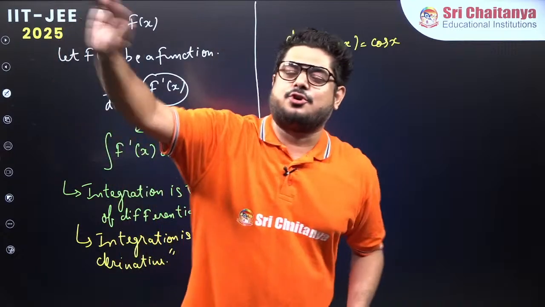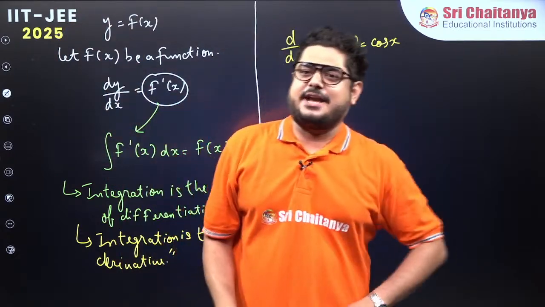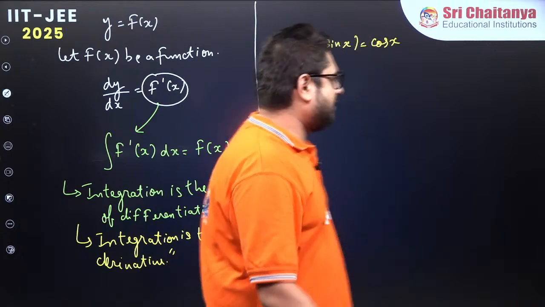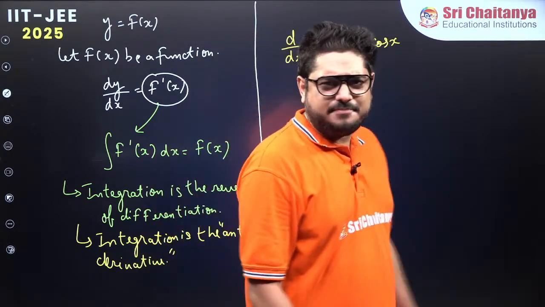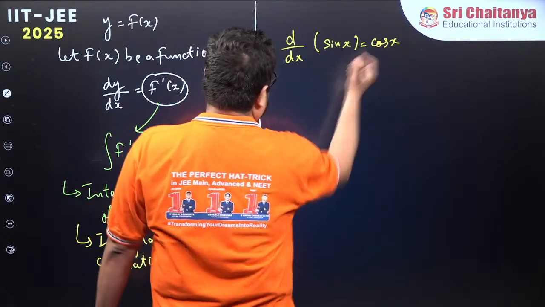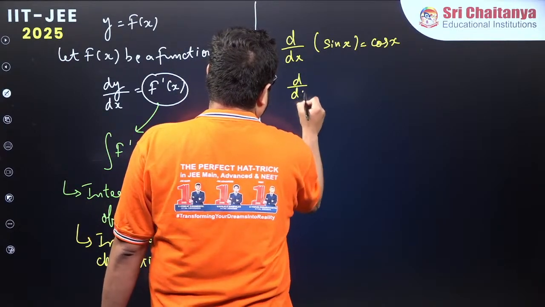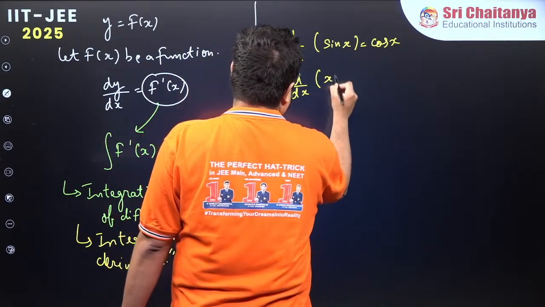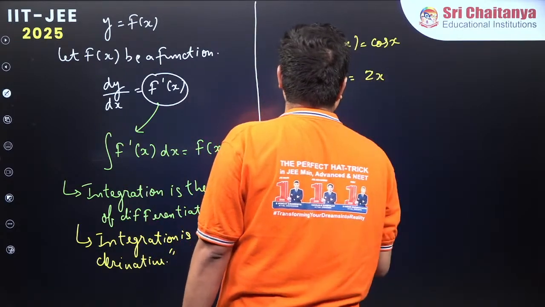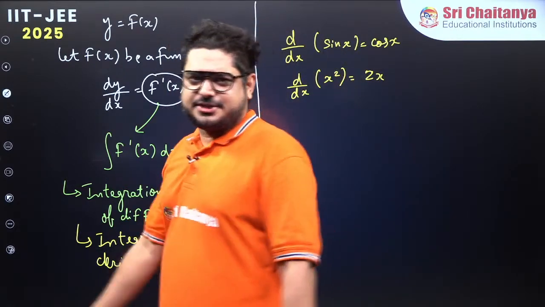Raise your hands, those who already know this. d by dx of sine of x is cosine of x. Everyone knows trigonometric functions, isn't it? Okay? Or else I will give you an even simpler function. I can say that d by dx of, let's say, x square is going to be equivalent to 2 times x. Let's take these two functions.